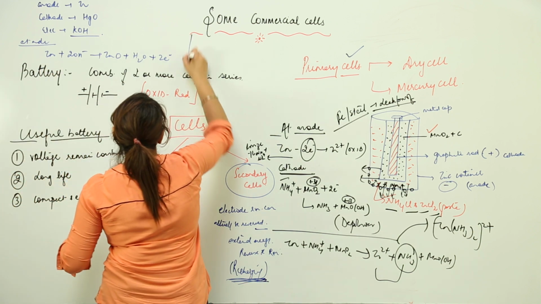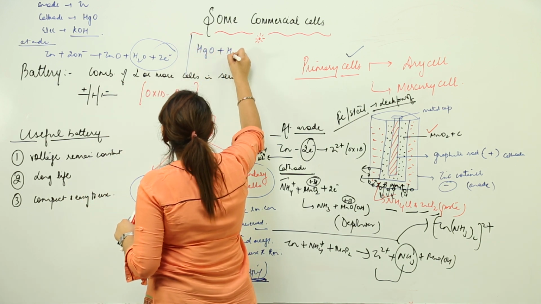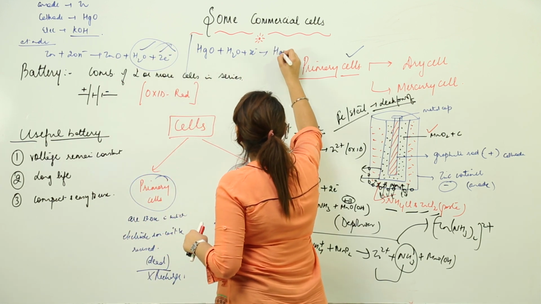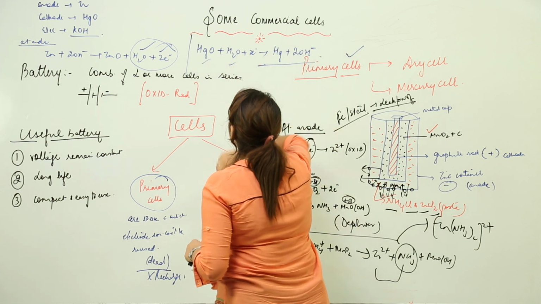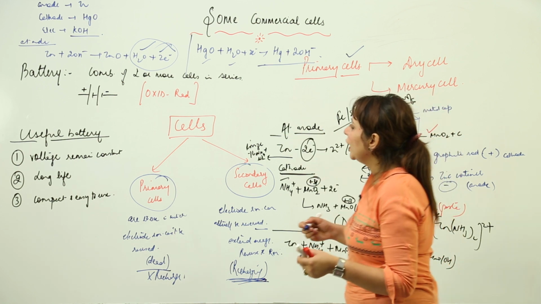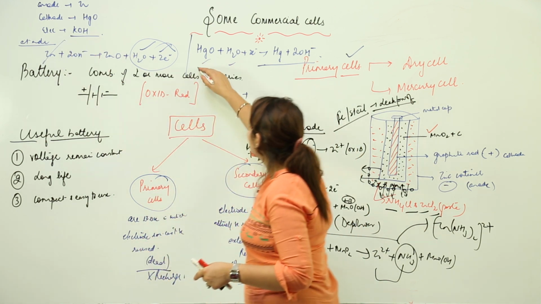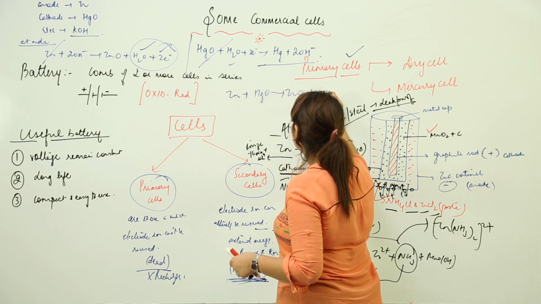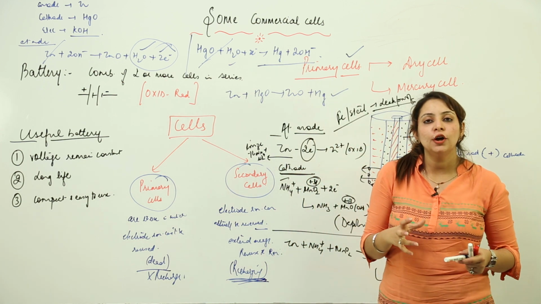And these electrons pass on to cathode. Cathode is particularly HgO, it combines with H2O and 2 electrons liberated from anode, and they combine to form Hg plus 2OH negative. So this is the reaction taking place in the mercury cell. The overall reaction is Zn plus HgO forming ZnO plus Hg. As you can see, this overall reaction does not involve any kind of ions.